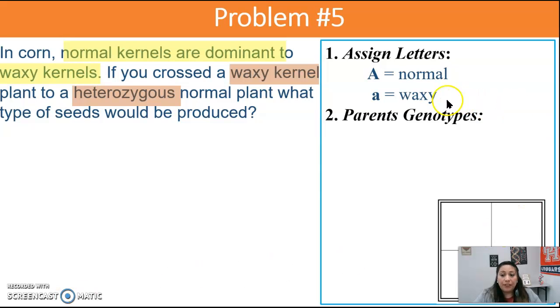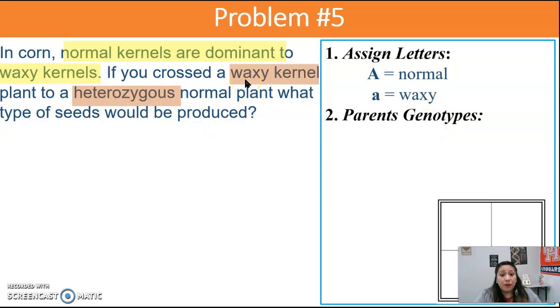Now, if you remember, a genotype is a combination of 2 letters, and I want to point something out. We're going to write 2 letters under the parent genotype. We did not do that for step number 1. Step number 1, all we were doing is writing or typing in 1 letter. Now, we're going to go back to the parent genotypes.